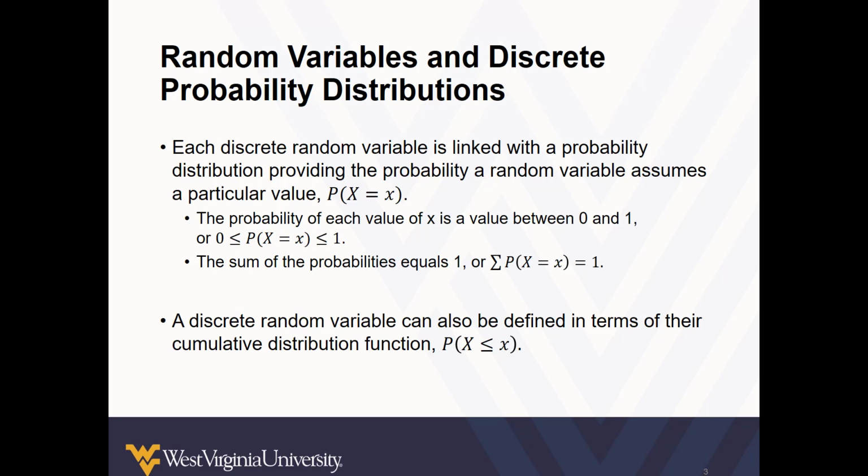And there are two key properties of these random variables that we need to remember. First is that the probability of each value of lowercase x takes some value between 0 and 1, and the sum total of all probabilities equals 1.